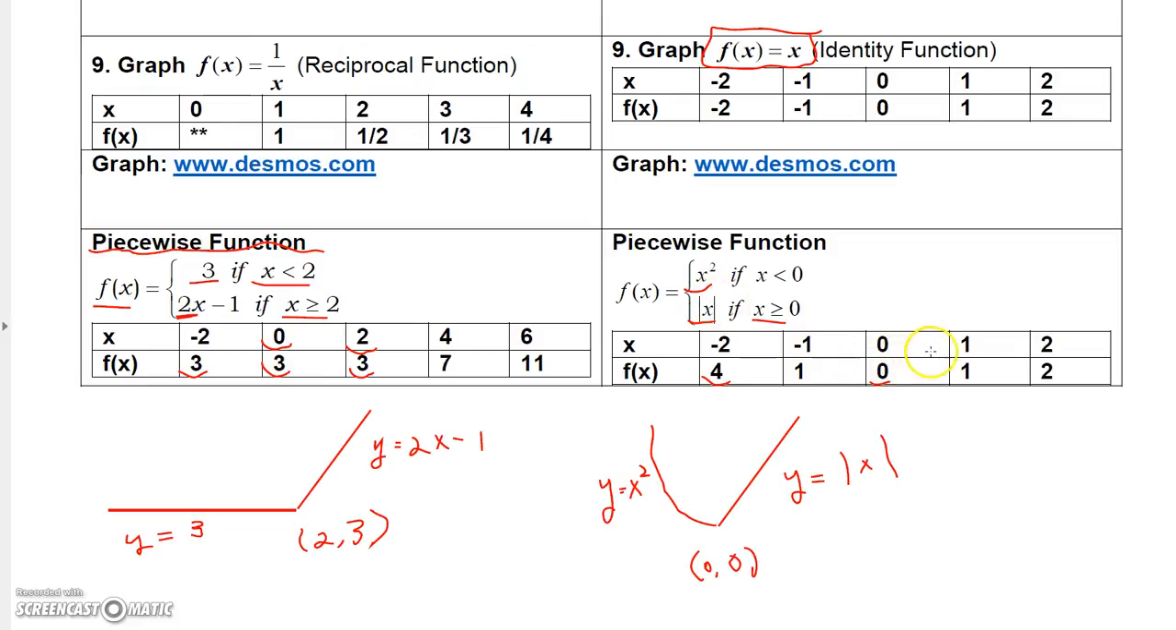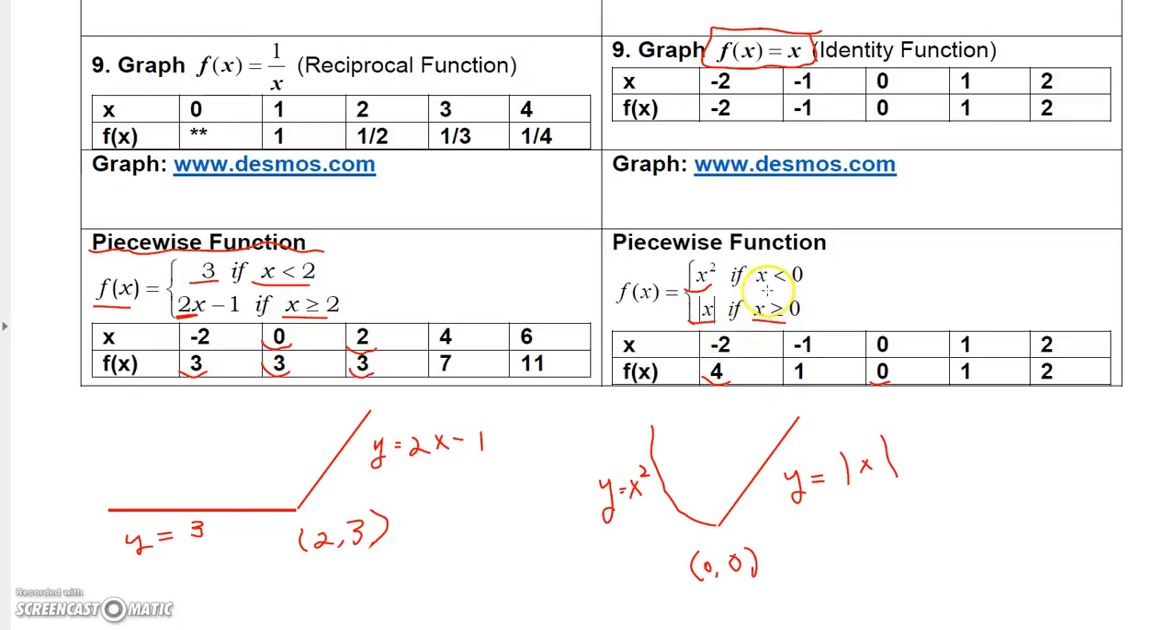And then if you plug 1 in, I'm sorry, absolute value of 1. I should be looking here. That's important. So 1 is greater than 0, so I go to absolute value of 1, which is 1. And then when I plug 2 in, 2 is greater than 0, so absolute value of 2 is 2. So those are some points that would be on this function.